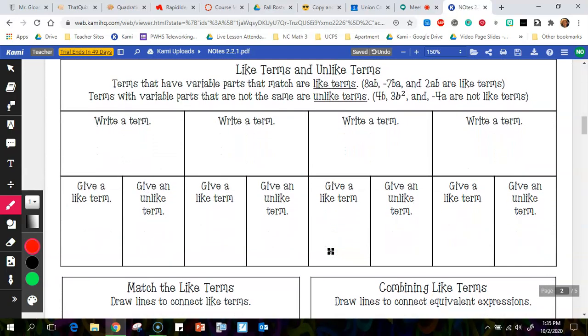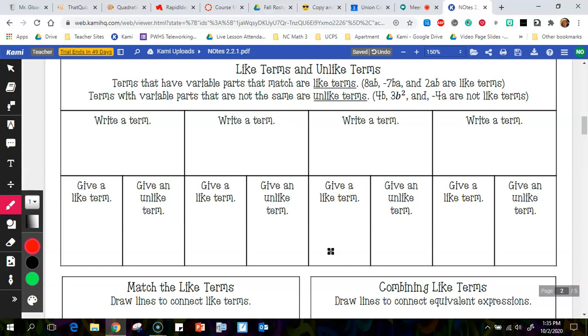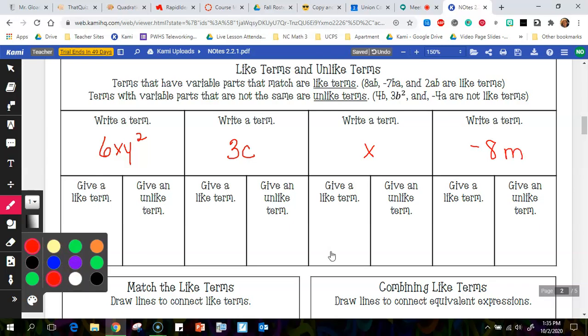All right, let's talk about like terms and unlike terms. And again, we did a little bit of this with our polynomials lessons last week, but this is good practice. So let's see, what are we going to do? We're going to look at 6xy squared here, and then the next one's going to be 3c, x, and negative 8m. And they're asking us to give a like term, so I'm going to do the like term in green.